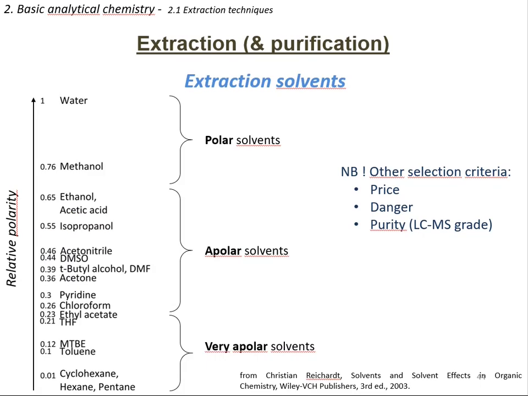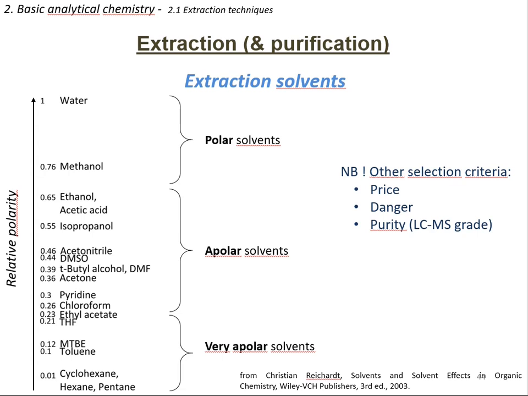So this is the classification of solvents according to their polarity. So the polarity increases when you go up, and you have an index of polarity, which is 1 for water on the top, 0.76 for methanol, 0.65 for ethanol or acetic acid, 0.55 for isopropanol. So you see that the four most commonly used polar solvents already have polarities that are very different. Water being by far the most polar solvent.